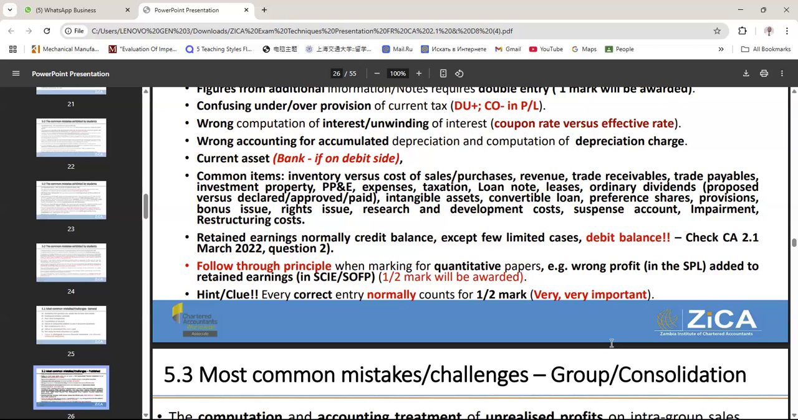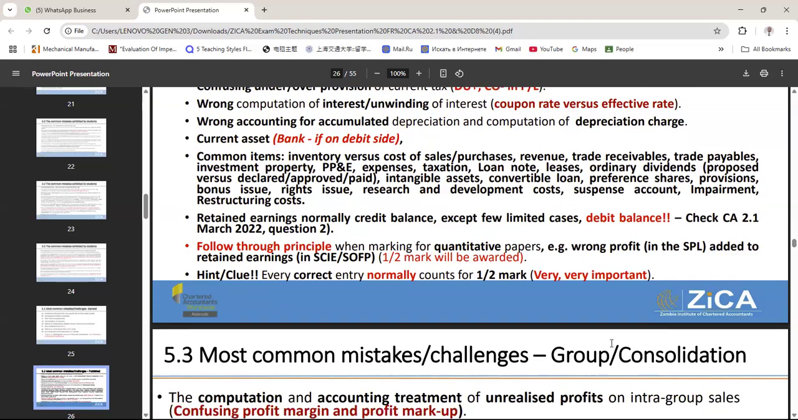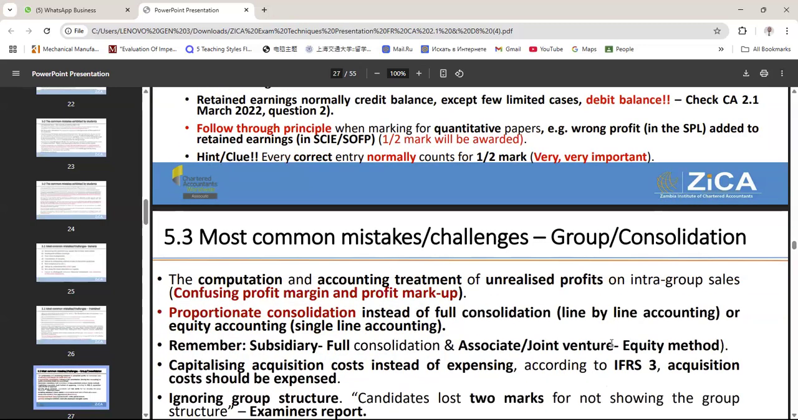Interest accrued, this is very important. Every correct entry by ZIKA, they will give you half a mark. So from what I have propounded, what I have demystified, I can't see any reason someone who is attending here should get 0. I've told you there will be receivable and payable. Every entry is half a mark. Very, very important. Hope I've preached the message.